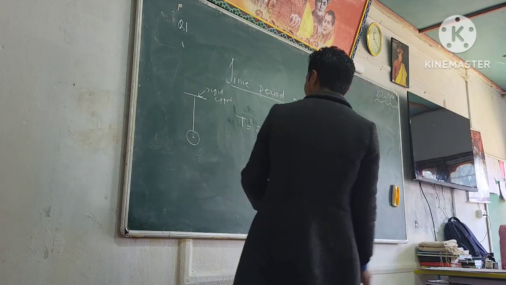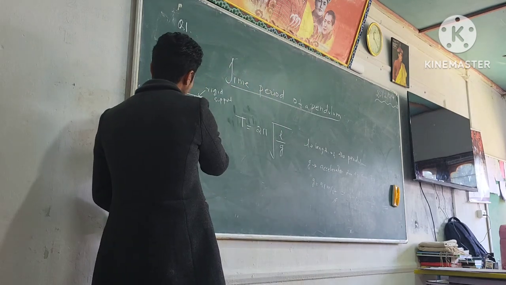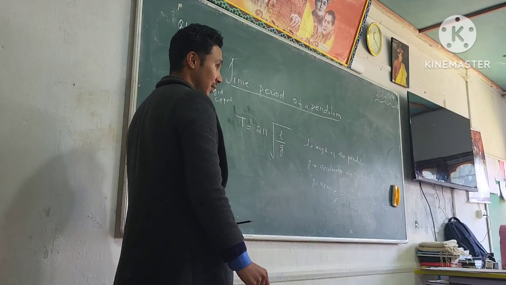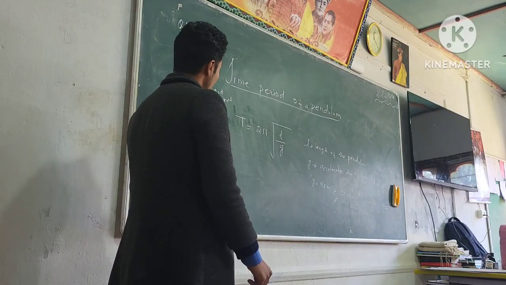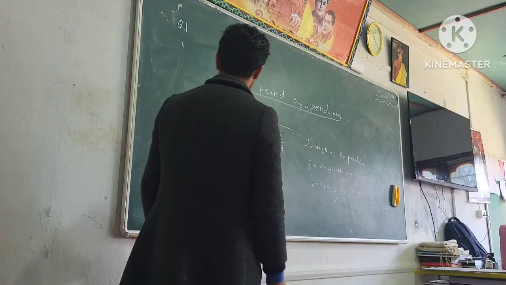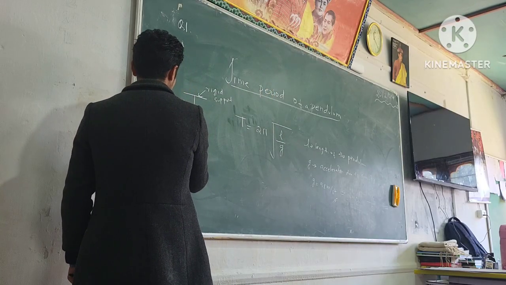Now my question was, this L, from where do we measure this L? From top of this ball, or from center of the ball, or from bottom of the ball? From center of the ball, sir. This is very important. Whenever you find the effective length of the pendulum, you should always find it from the center of gravity. This is called the center of gravity, CG.